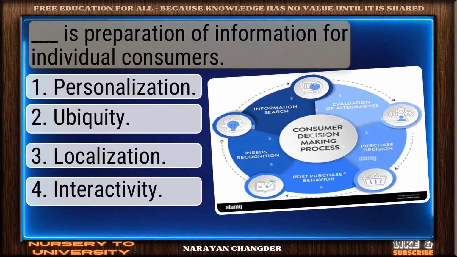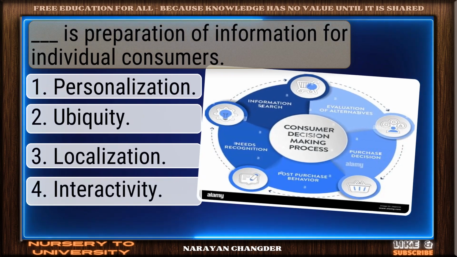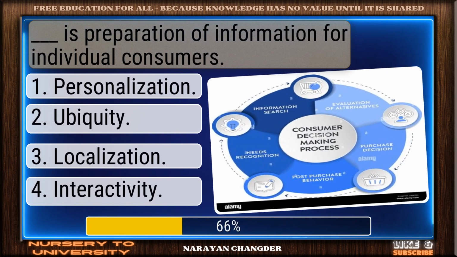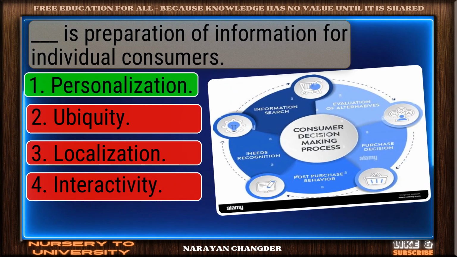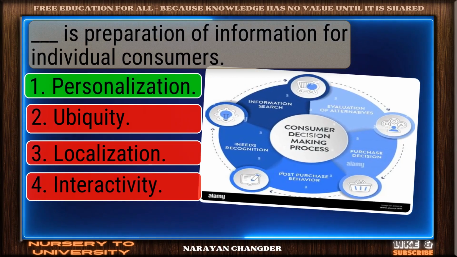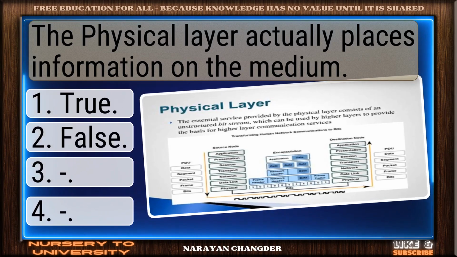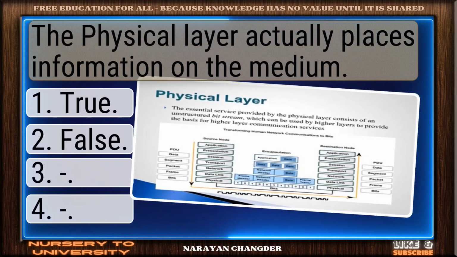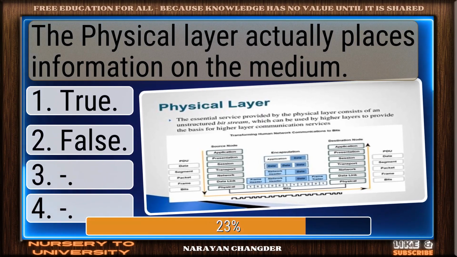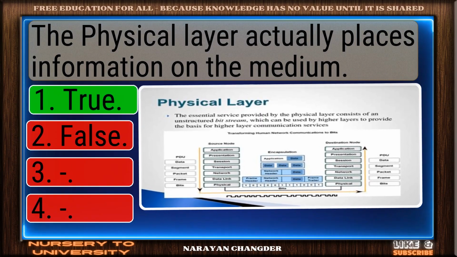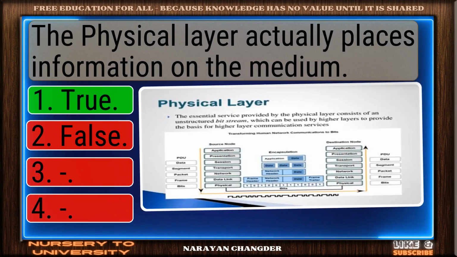Dash is preparation of information for individual consumers. Perfect. Personalization is the one. The physical layer actually places information on the medium. On track. True is correct.